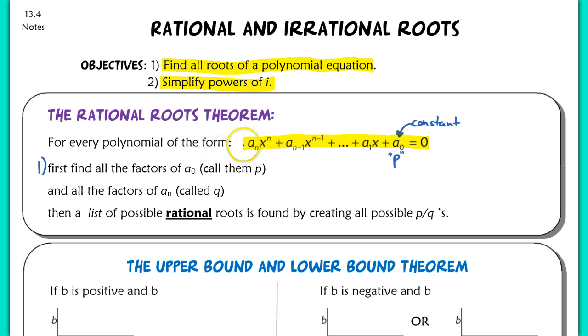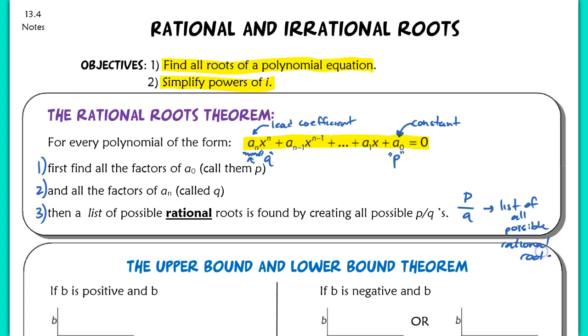Now our q value comes from the lead coefficient here, a sub n. Your lead coefficient is, of course, also a constant, but I'm going to refer to that as the lead coefficient. So you're going to then list all of the factors of a sub n, and we're going to call this q. Then what you do to find a list of all of your possible rational roots is take p over q and list all of those values. So these would give you the list of all possible rational roots.